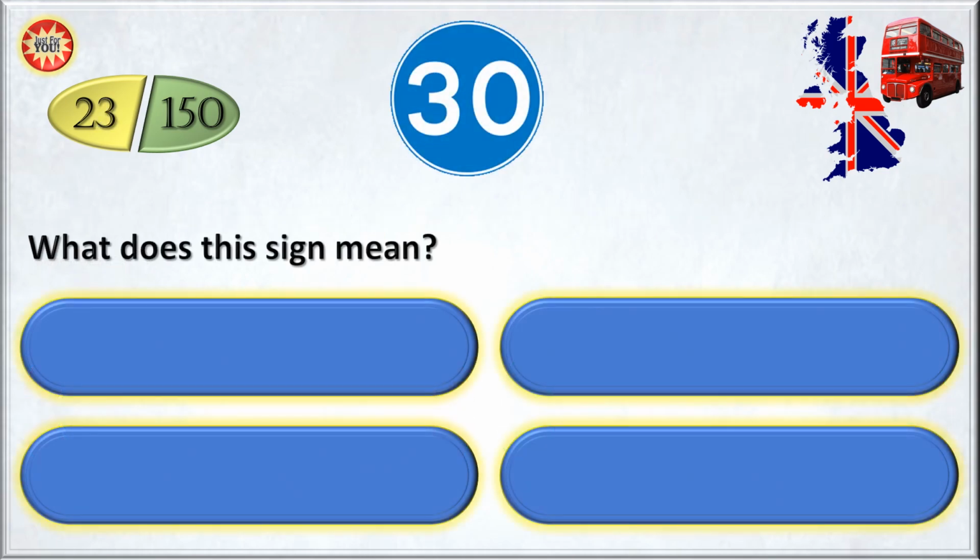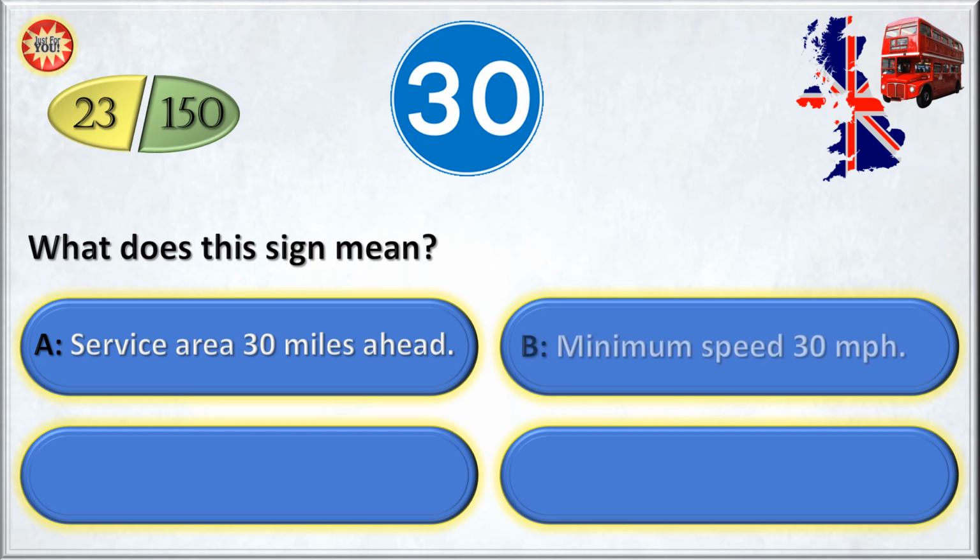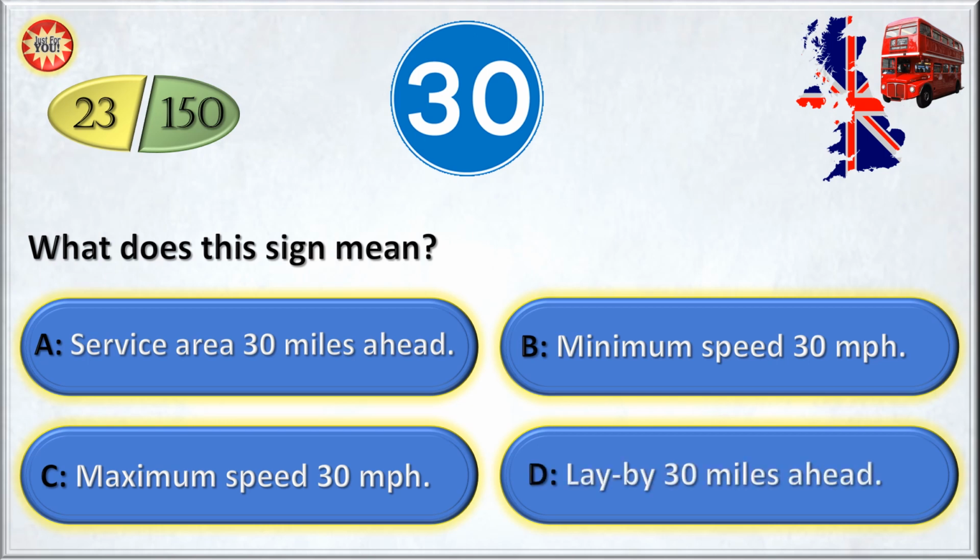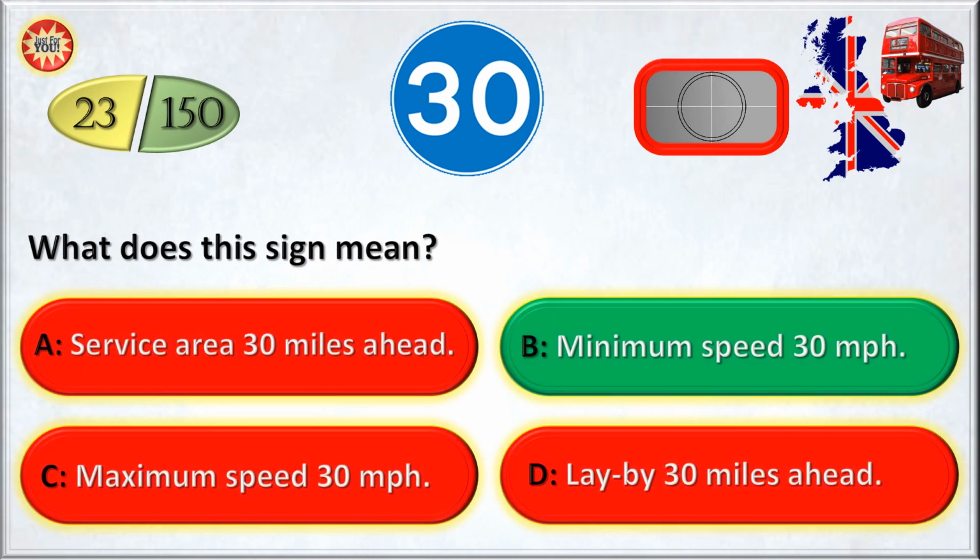What does this sign mean? Service area 30 miles ahead. Minimum speed 30 miles per hour. Maximum speed 30 miles per hour. Lay-by 30 miles ahead.